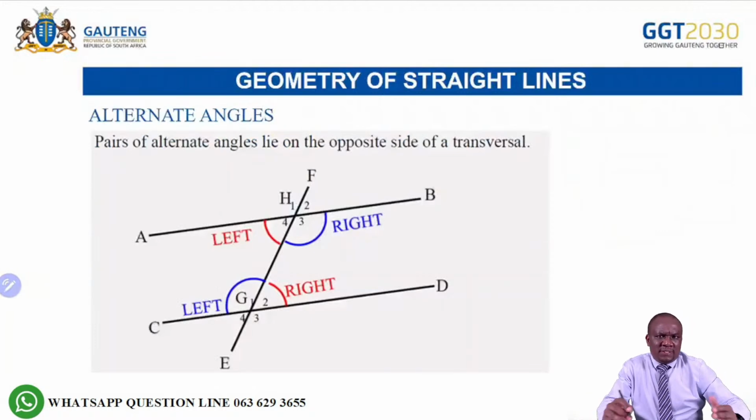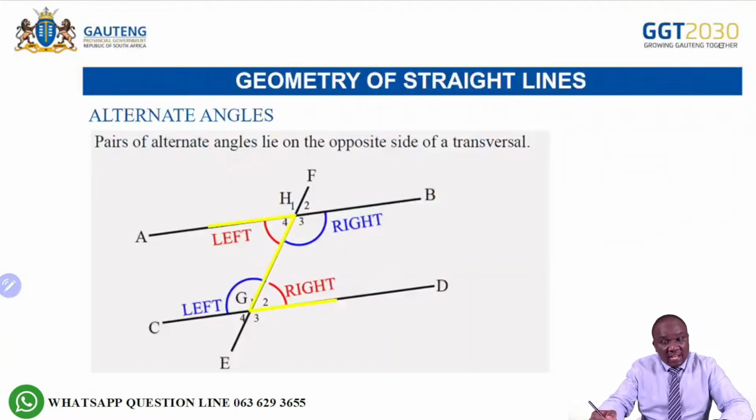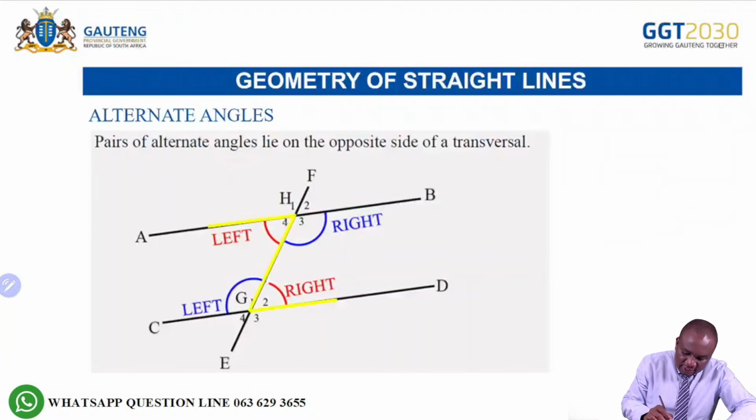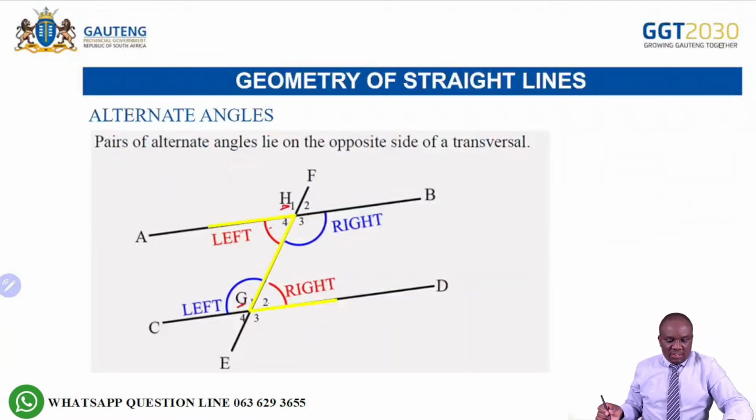What is alternate? Alternate is to change, isn't it? Alternate, changing. So what are they changing? They're on different sides of the transversal. Like this, H4 and G2. This is the G, this is the H. H4 and G2 are alternate angles, and alternate angles are equal. I think this time I forgot to emphasize that. Corresponding angles are equal. Alternate angles are equal.